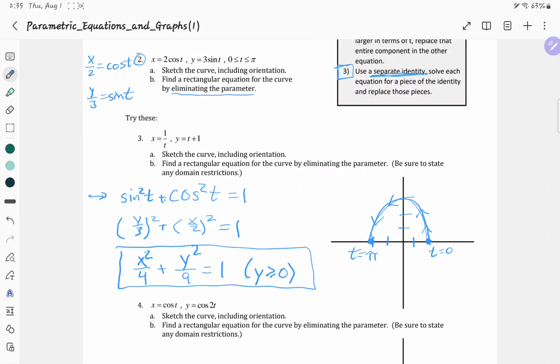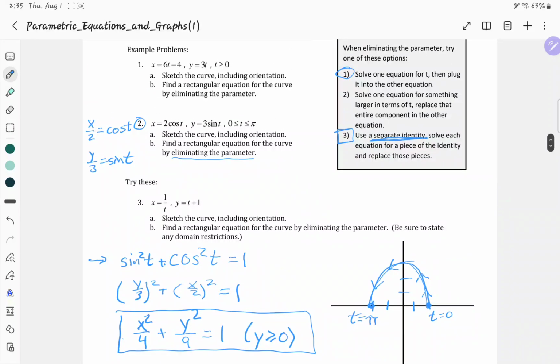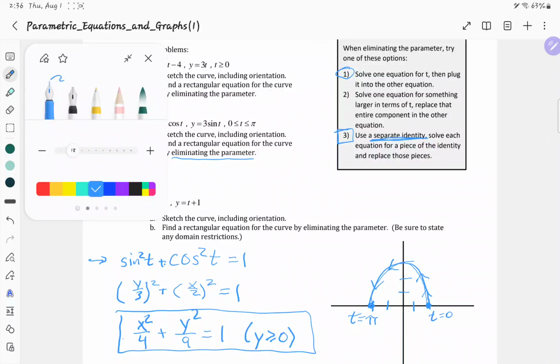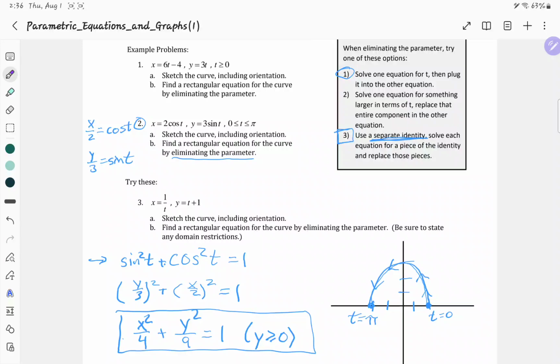The last one that we'll do is using this number 2 that's right here, and we'll go ahead and change, maybe we'll use purple on this one. So number 2 right here: solve one equation for something larger than t, and then replace that in the other equation. So we'll go ahead and do one of those next.